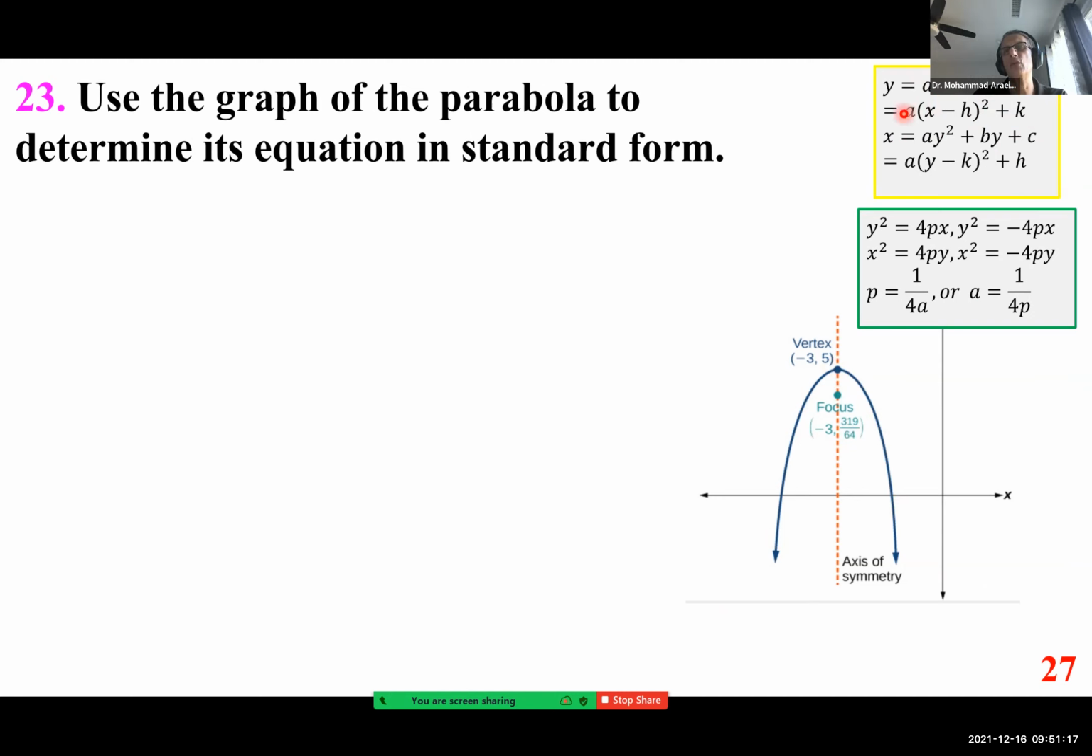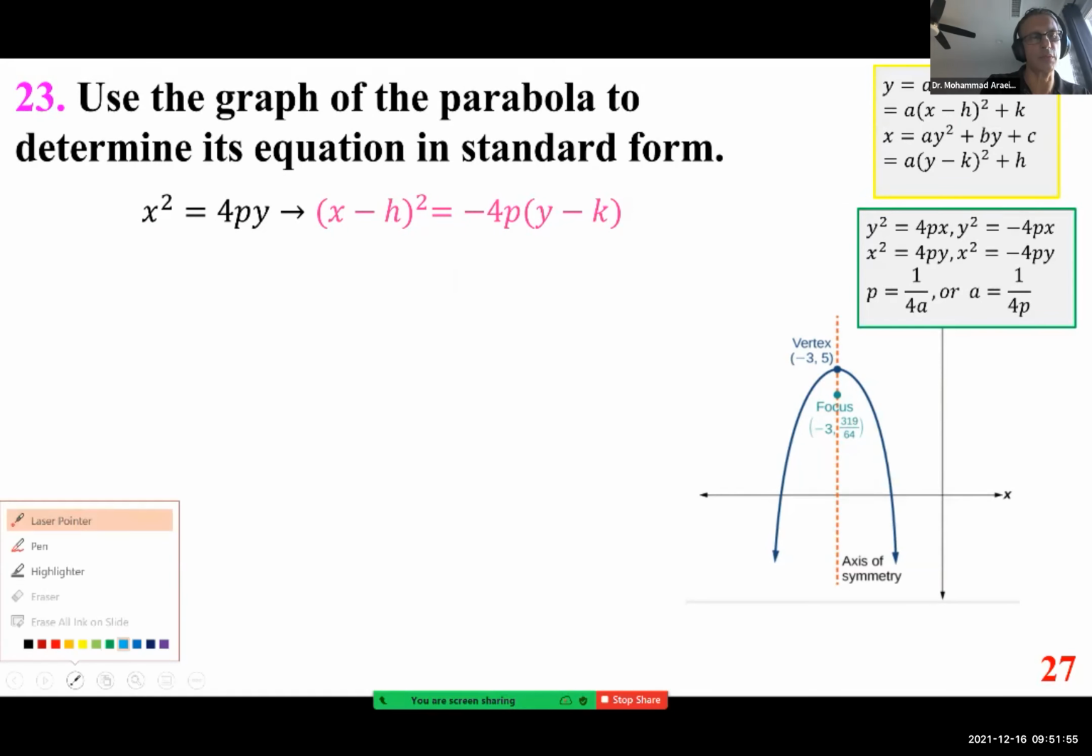it's this format or this format with this center, and it opens down, so a must be negative if we stick with that format. If we stick with this format, x squared equals 4py, and we write down x minus h quantity squared is minus 4p times y minus k. I hope you see that this ultimately becomes this one in essence. So if I take this one to the other side, it becomes 1 over 4p, and then I add the k.